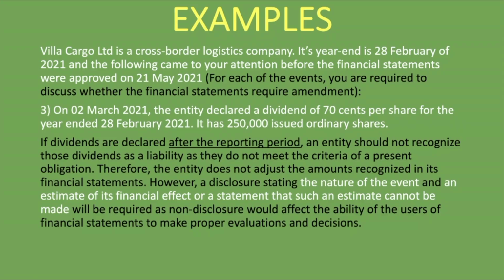So you're explaining that on the 2nd of March 2021, the entity did declare this dividend, and you have to mention the amounts because we are given the amount. So we have the estimate here, so it's 70 cents per share, and we have the number of shares. So we know exactly what the amount is: 70 cents per share times 250,000 ordinary shares. It will give us how much the dividend amount is. So remember, it's a non-adjusting event. We don't adjust the amounts in our financial statements, but we do have to make a disclosure. Let's look at another one here.